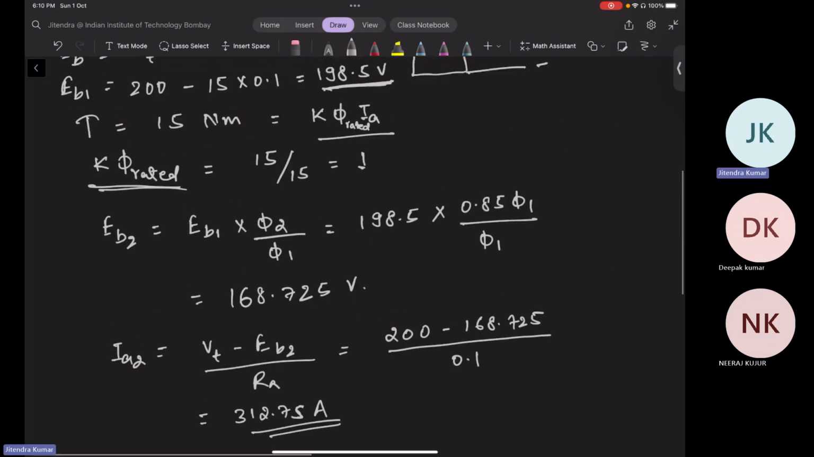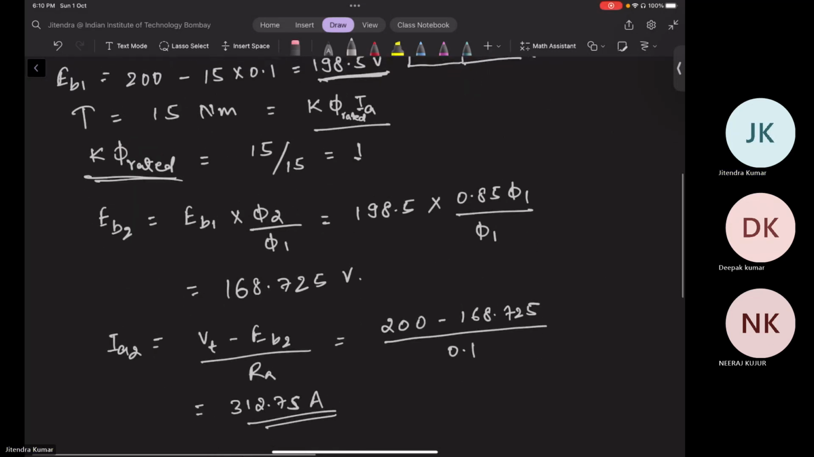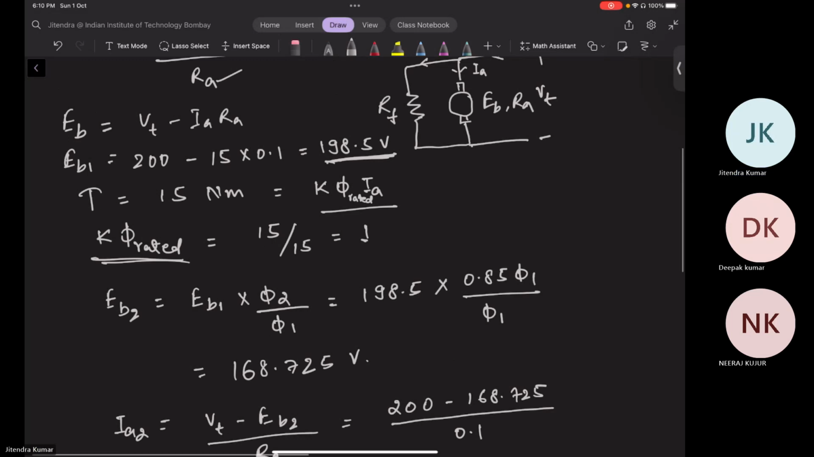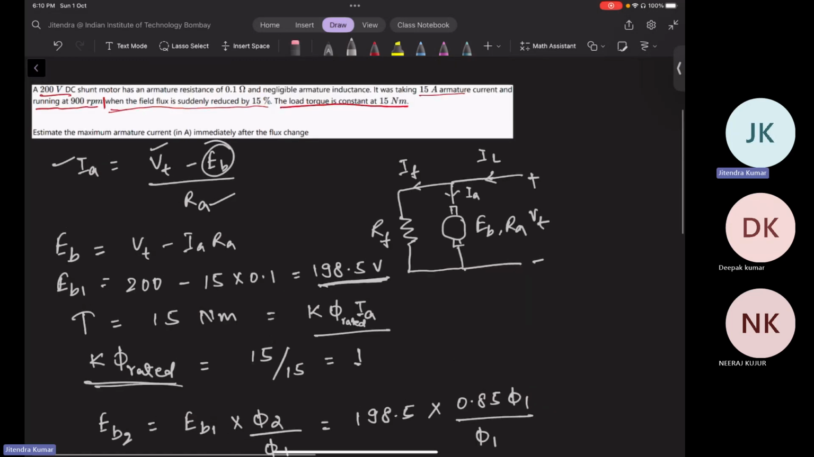Current has been increased from 15 amps to 30, higher than 20 times of the rated current. Okay, and it is not a desirable phenomenon. That's why we introduce some series resistance. Okay, why series resistance and why compound generator or compound motor we use?